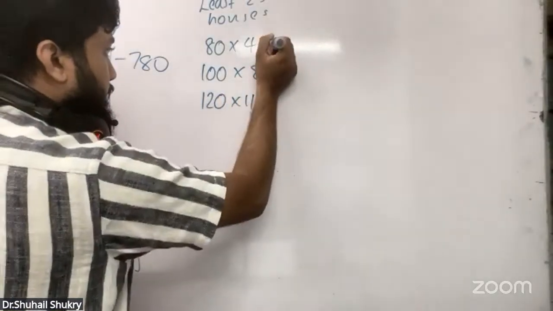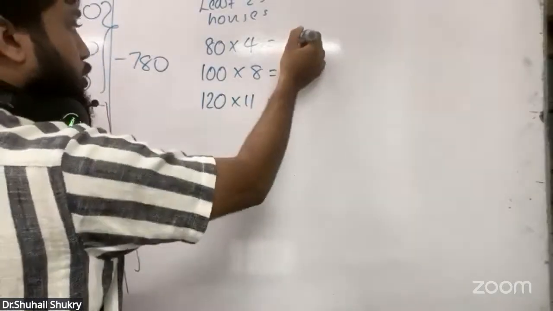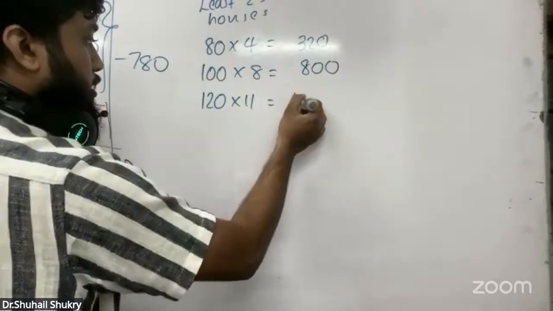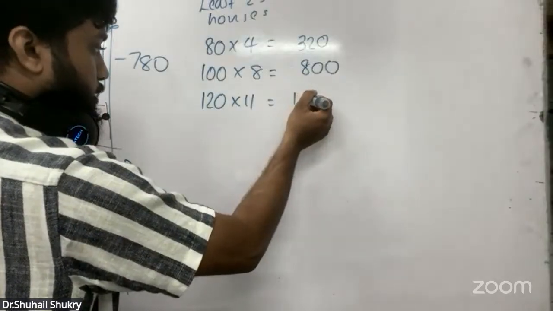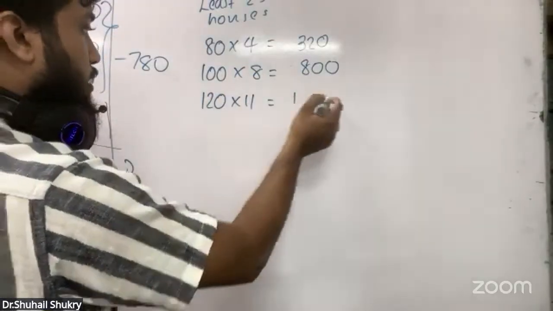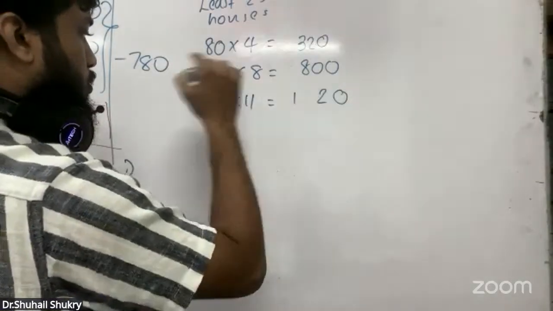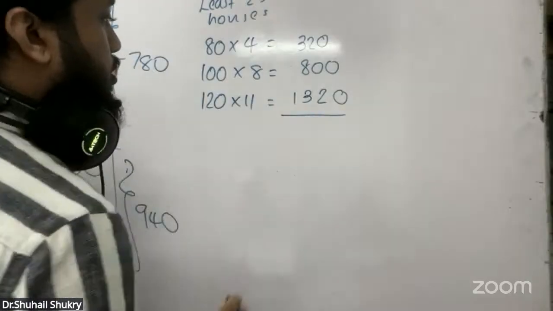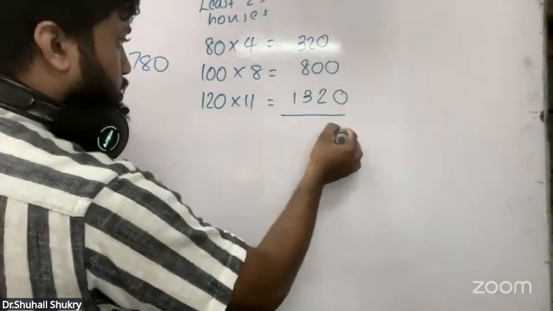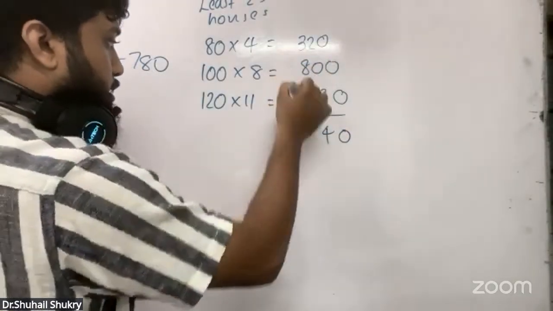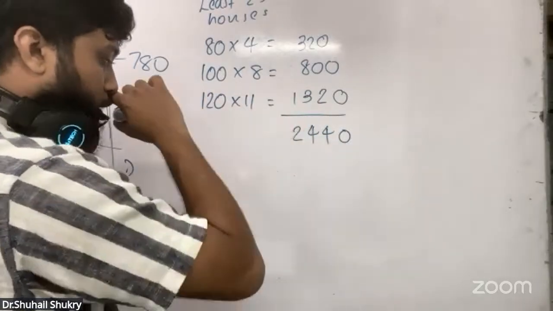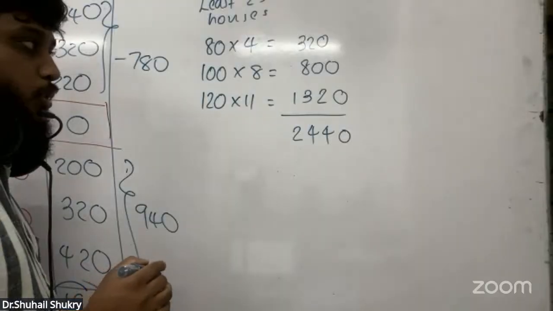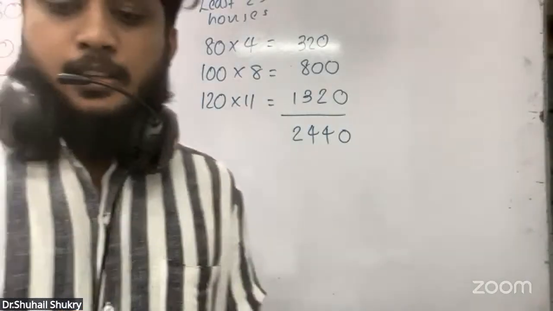Now we'll multiply everything together. 8 into 4, how much? 320, 800 here, 1000, 210. 11 into 0, 0, 11 into 2, 22, 1320. Then adding, 2440 units have been consumed by these 23 houses. Okay, this we can take as the least 23 houses.